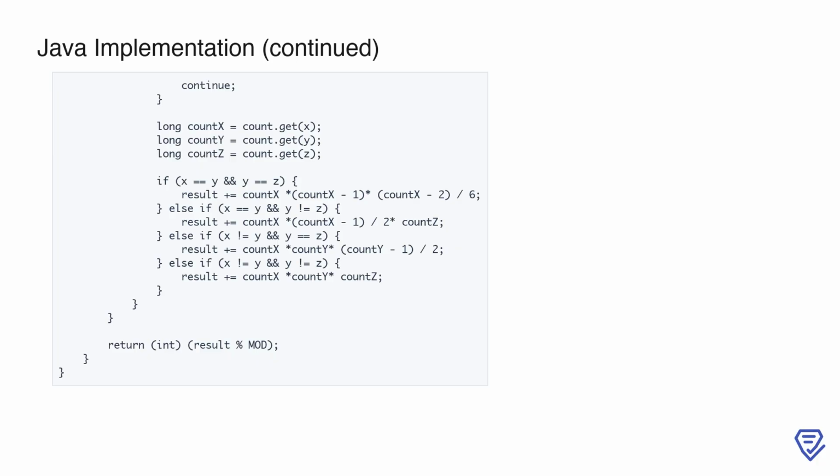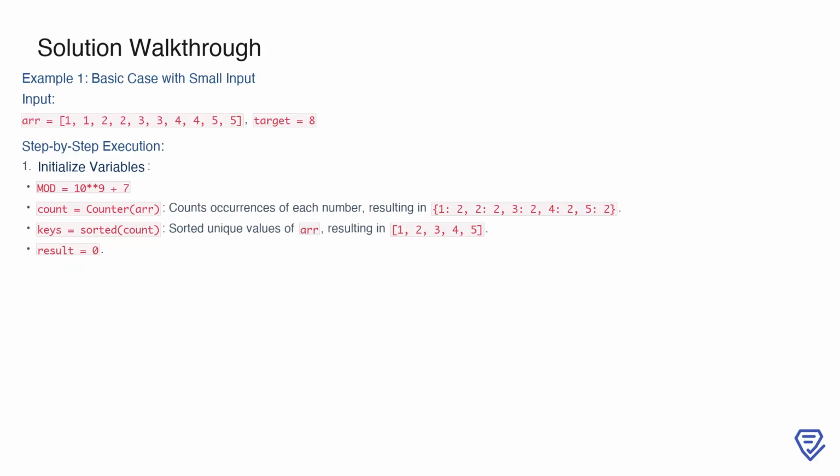This implementation is efficient due to the use of frequency counting, sorting, and targeted iterations, making it suitable even for larger inputs. Here, we are starting with a basic example where the input array is 1, 1, 2, 2, 3, 3, 4, 4, 5, 5, and the target is 8.